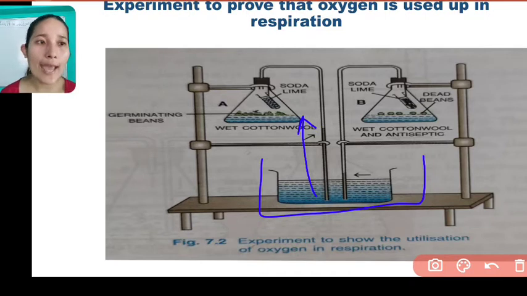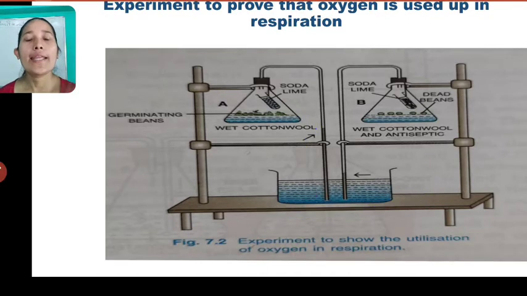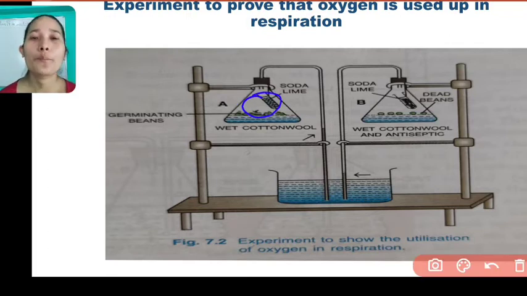Now why does that happen? In case of setup A, you have germinating seeds, right? So germinating seeds would be utilizing the oxygen which was present inside the flask in order to carry out respiration. So a vacuum would be created in this area. Now because of that vacuum pressure, water from this container will rise up in order to fill that empty space. That's why there would be a rise in the level of water in case of setup A.